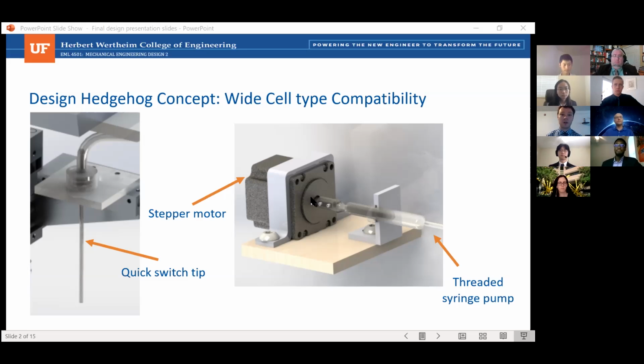To address this Hedgehog concept, our design incorporates a quick switch printing tip, a highly adjustable bio-ink pressure while printing using a stepper motor and syringe pump system. And it's also designed to accommodate a massive array of volumetric flow rates down to a very small 5 nanoliters per minute. These points of fine adjustability allow for accurate printing of even very small and frail cells.